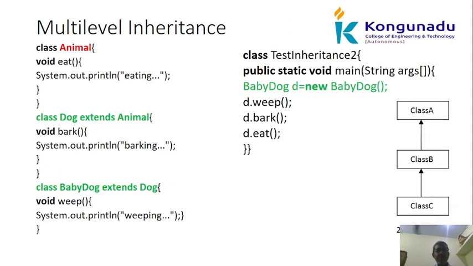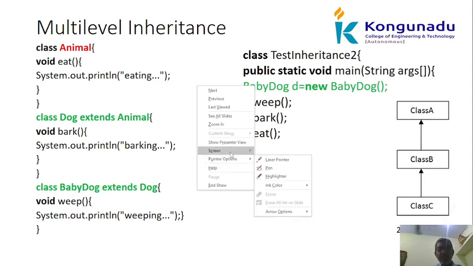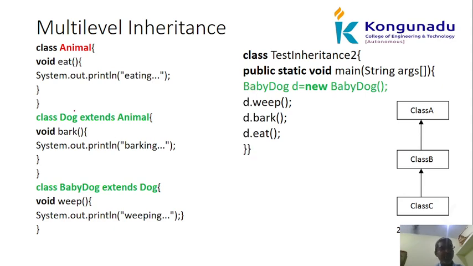So next one is multi-level inheritance. Here the same class names remain. Class Animal with void eat, which is going to print eating. Next, I'm going to create one child class, known as Dog, extending from Animal.